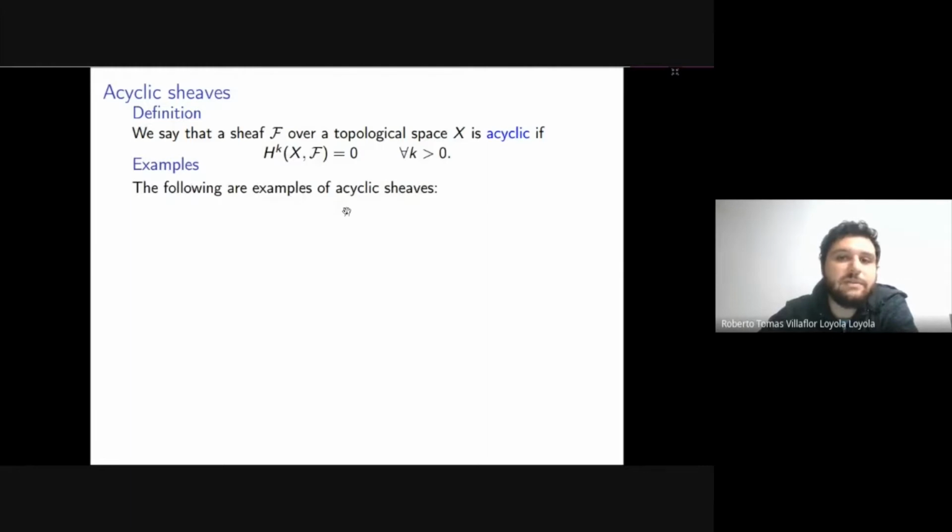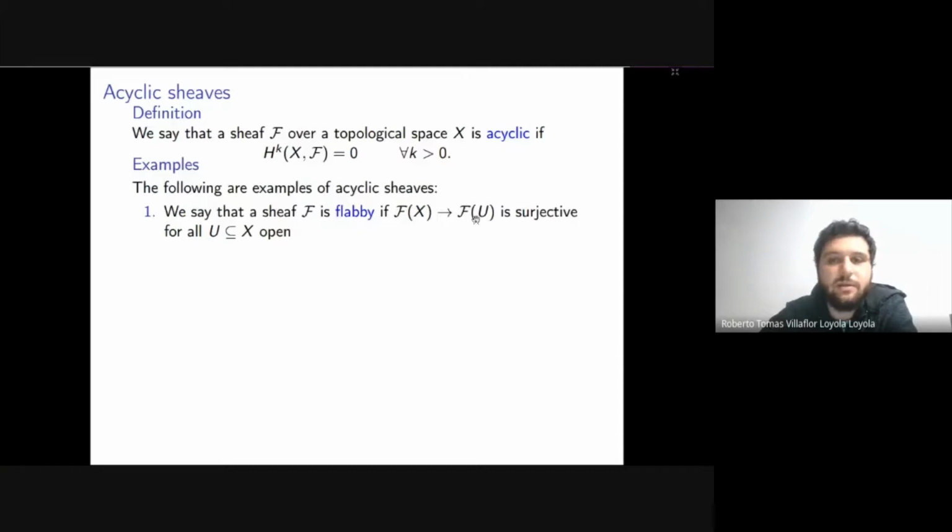Some examples of acyclic sheaves are the following. So first of all, our first example is the case of flabby sheaves. A flabby sheaf is a sheaf where the restriction map from the global sections to any open set is surjective. In other words, this means that we can extend any section defined over any open set to the whole topological space.